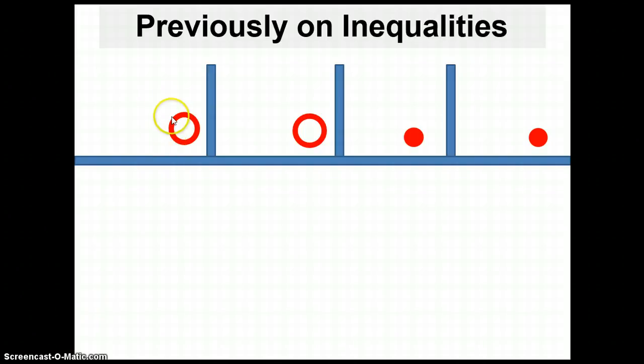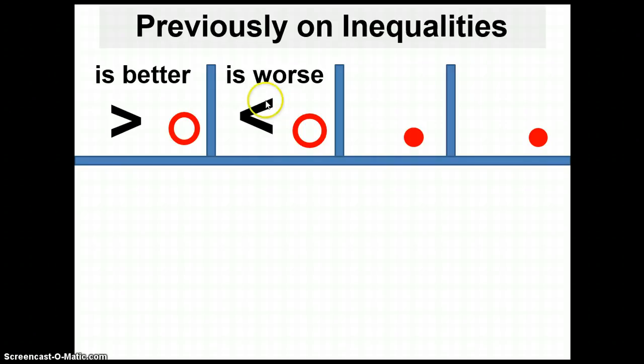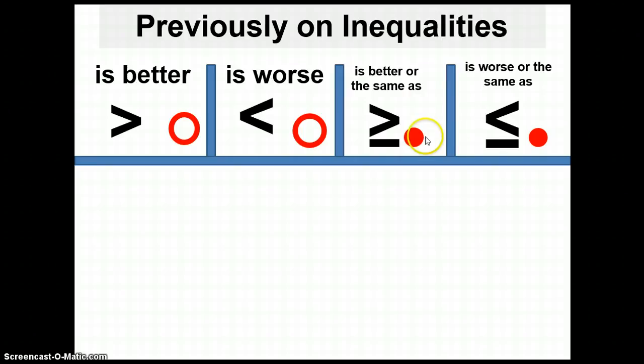Before we begin, I just want to review what we went over in the last video, and that was these symbols: more than, or better. Remember that was an open circle when we graphed. Worse, or less than, and that was an open circle as well. And these two symbols, which were closed circle: one is better or the same as, and worse or the same as.